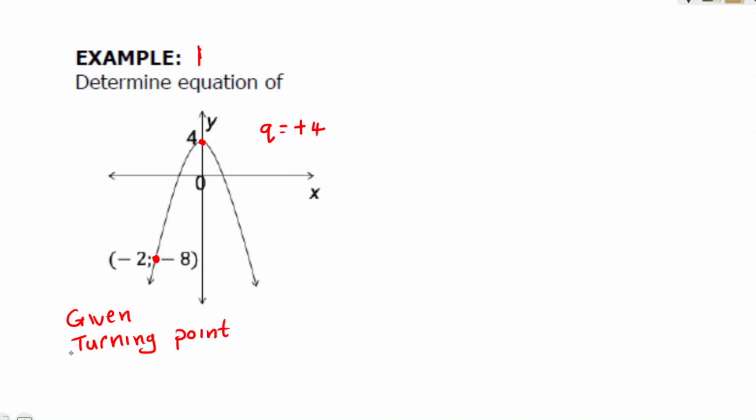That's the first thing they gave you. The second thing, they gave you a point on the graph. So they gave you a turning point and they gave you a point on the graph. So when you are given these two things, this is the method that you are going to use to determine the equation of this parabolic graph.